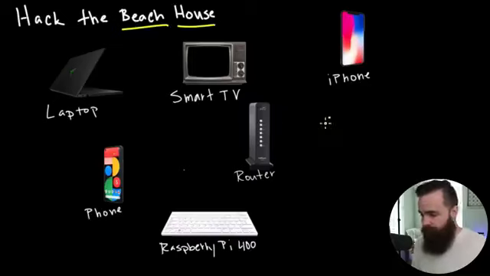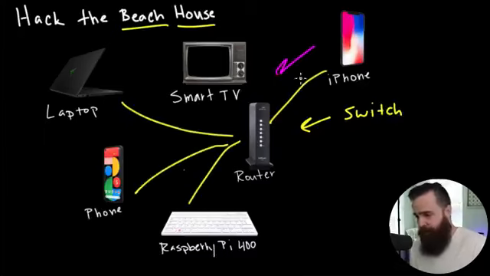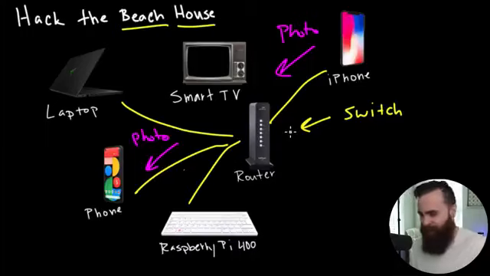On a modern network, instead of a hub, this will actually be a switch. Switches aren't dumb. In that same scenario, when iPhone 1 sends a photo to the Android phone down here, that's all that happens. No one else gets that.